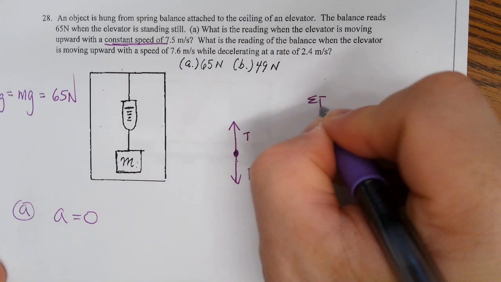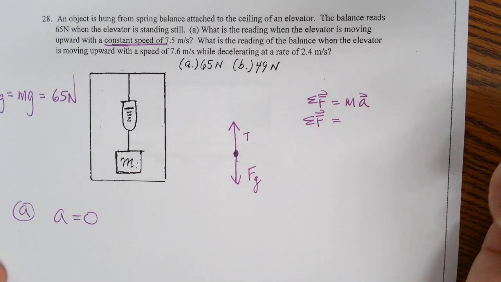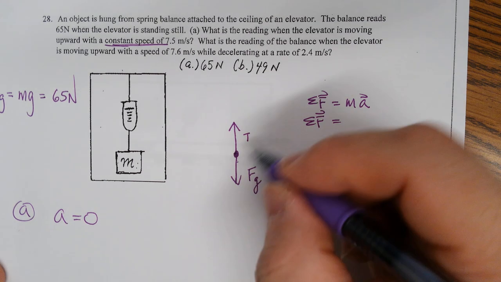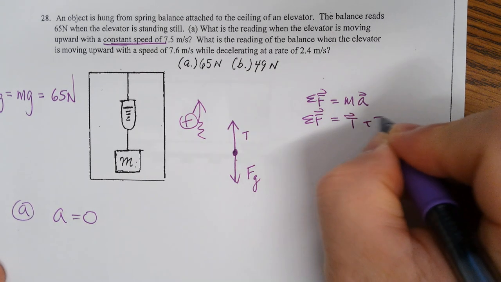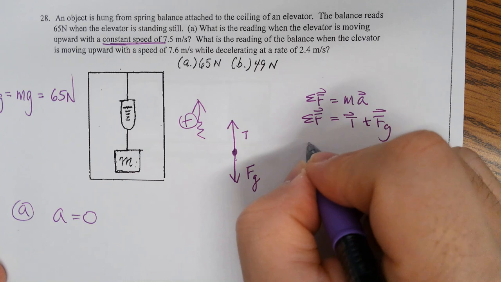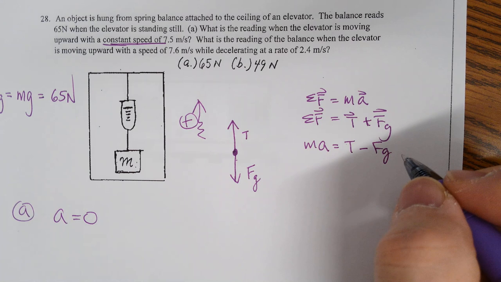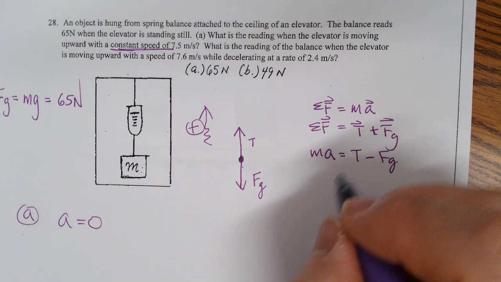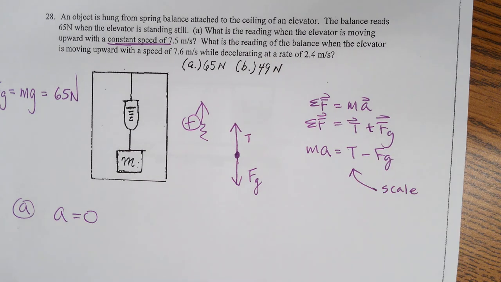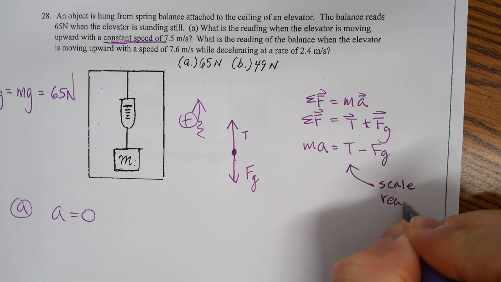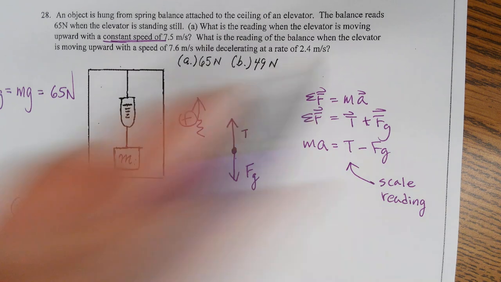So, sum of all force is equal to ma. Which way do you want to make positive? Let's make up positive. So, ma is equal to tension minus Fg. This tension is the scale reading, just like the normal force is a scale reading for the bathroom scale, because that tension is what's going to pull this spring this way to cause the needle to move.